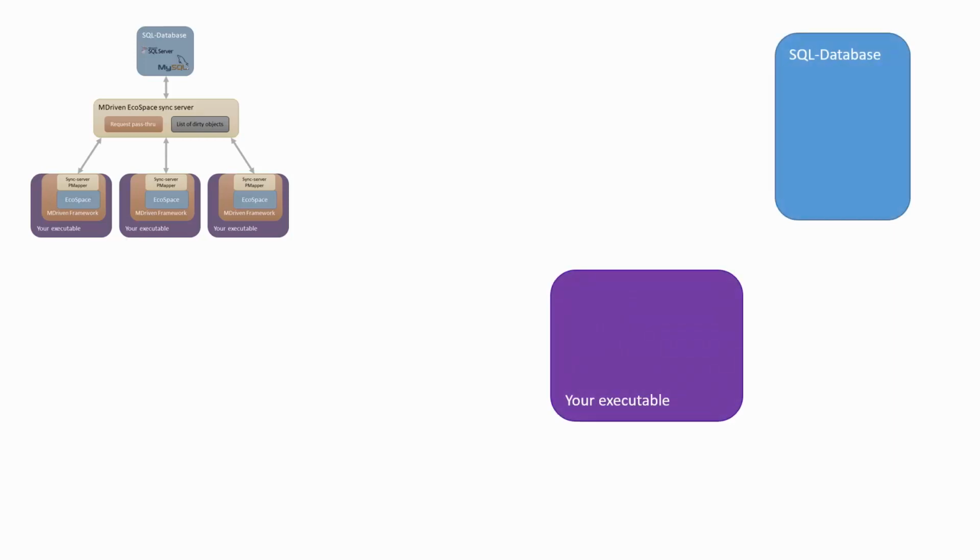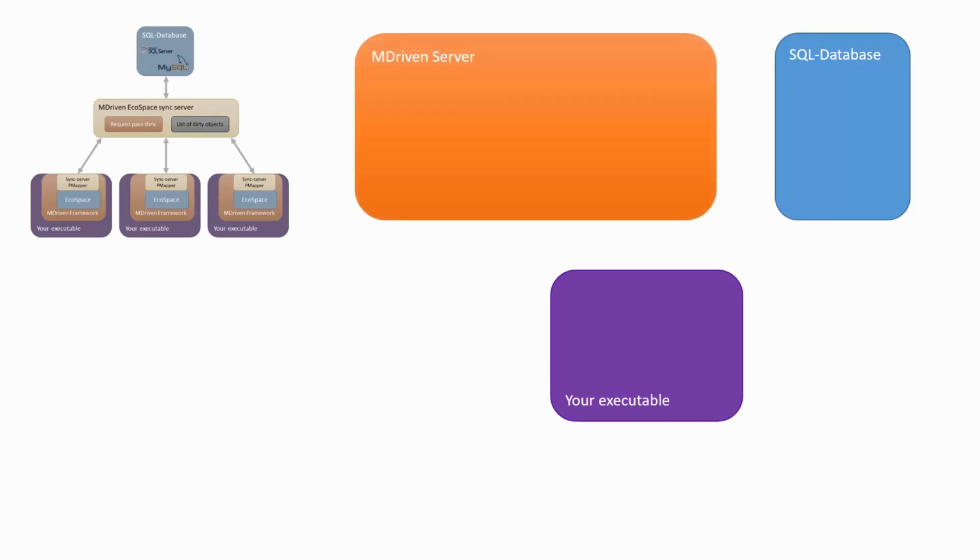So let's have the same blocks. You have an executable and a SQL database. And now we're introducing the MDriven Server. The purpose of the MDriven Server is to move administration away from Visual Studio and compiling code that needs to be in sync between your executable and the SQL Server database. So we introduce an admin database within the SQL database. And then we have 3 application slots, A0 to A2.